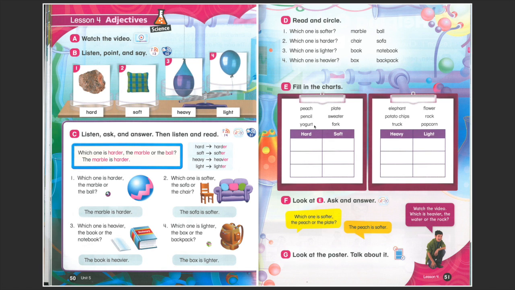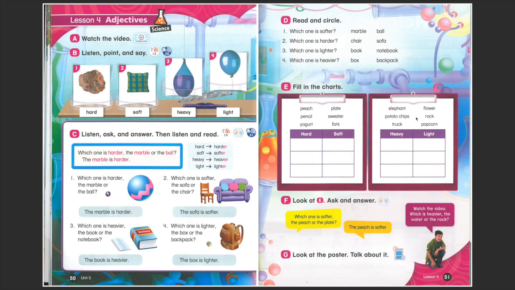Okay, the yogurt. The yogurt is almost a liquid, so it's soft, very good. A plate, yes, it's hard. A sweater, a jumper, the same, it's soft. And a fork, it's hard, very good.